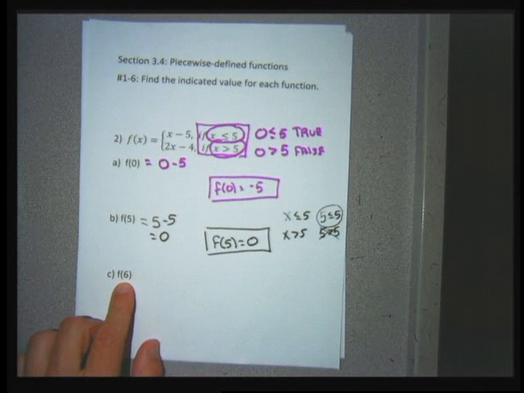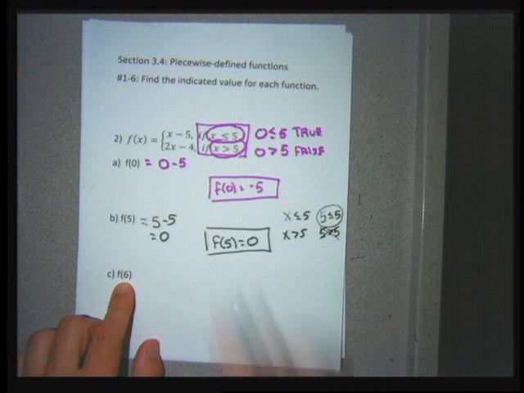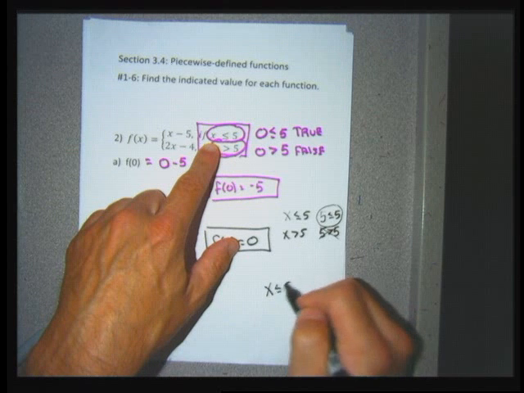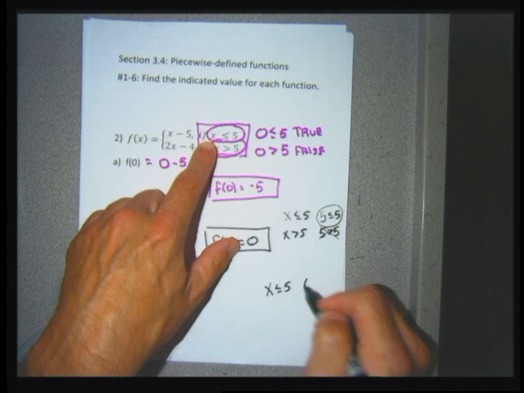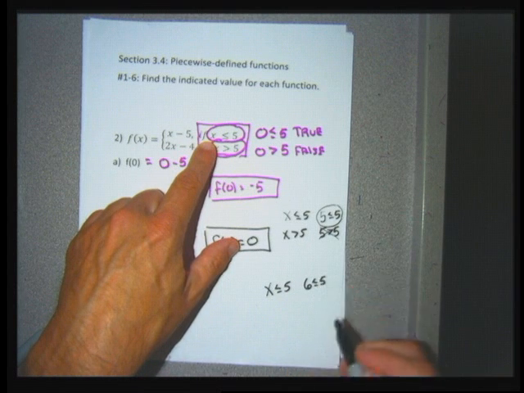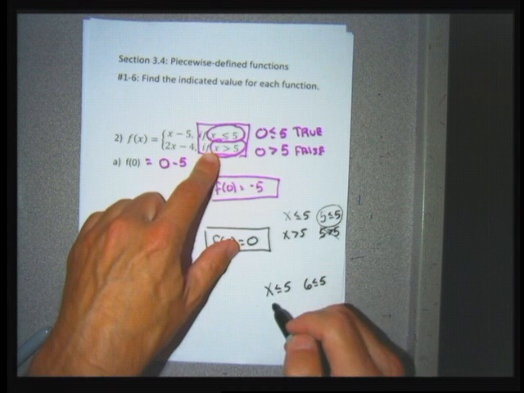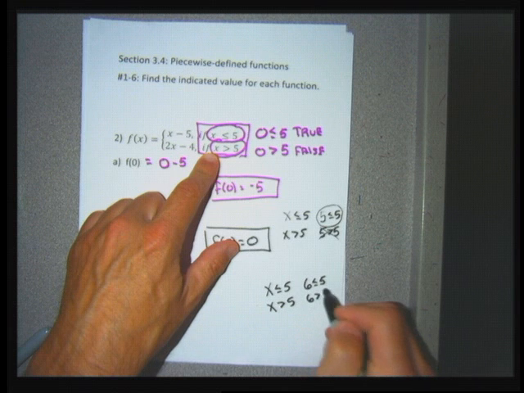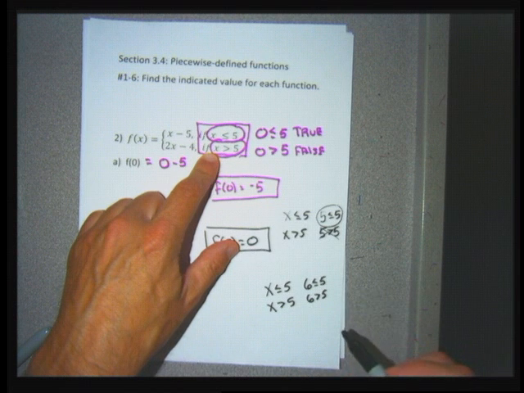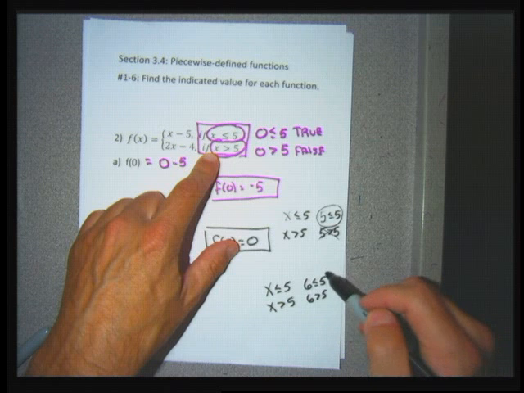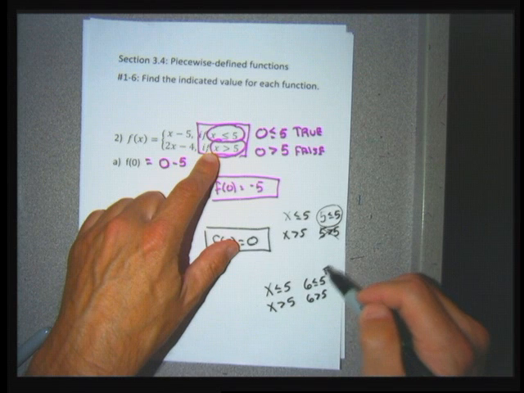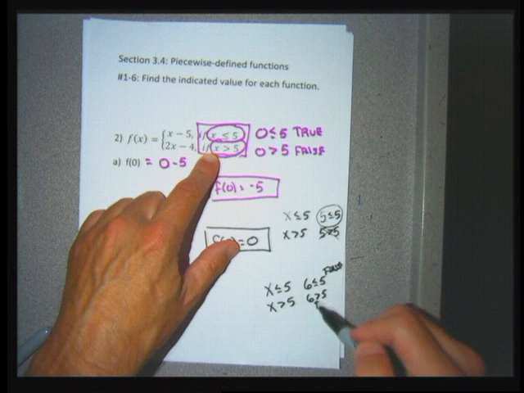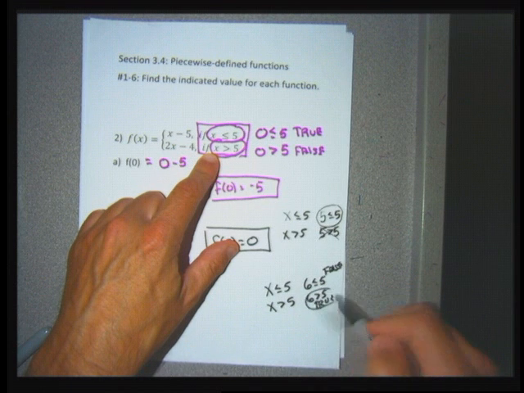For part C, I want to figure out which piece to plug 6 in. If I look at the x as less than or equal to 5 after the if, I plug 6 in for that x, I get the statement 6 is less than or equal to 5. If I look at the bottom if, I plug in 6 for x, I get 6 is greater than 5. It's going to be only the case that one of these is true and the other is false. The top one is false because 6 is not less than or equal to 5. It is true, the bottom one, that 6 is greater than 5.